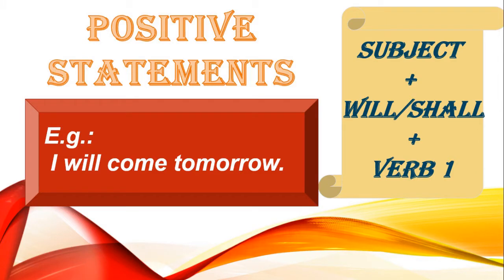To make positive statements in simple future tense, first we have to place the subject, then will or shall, then the first form of the verb, then the rest of the sentence. So the basic form is subject plus will or shall plus verb 1. For example, I'll come tomorrow. So the subject here used is I, then I use will, then the first form of the verb come, then tomorrow.